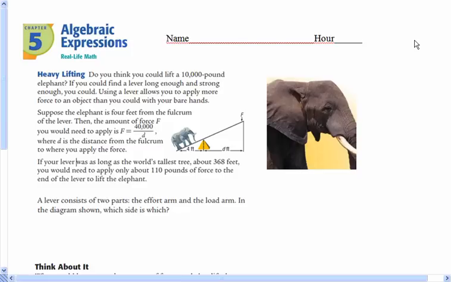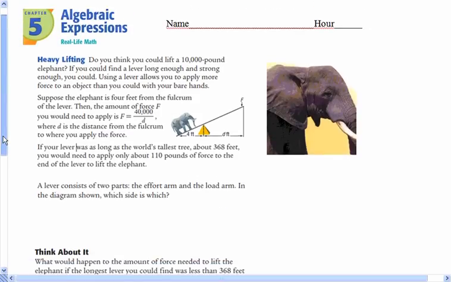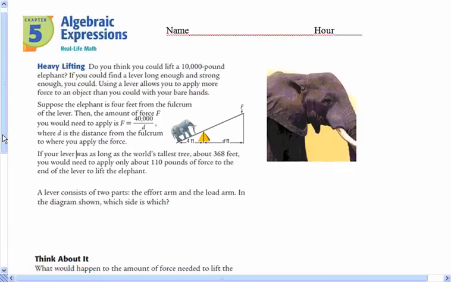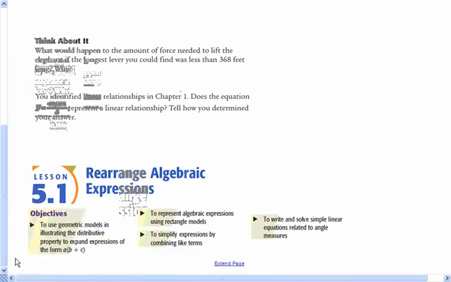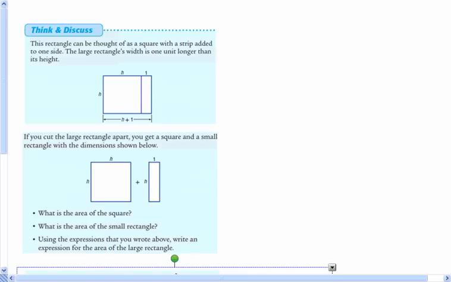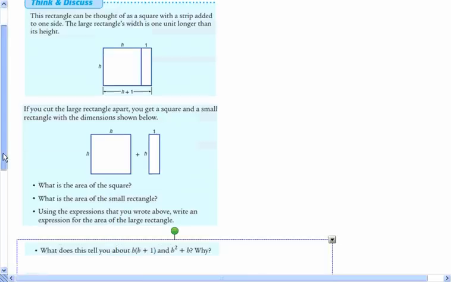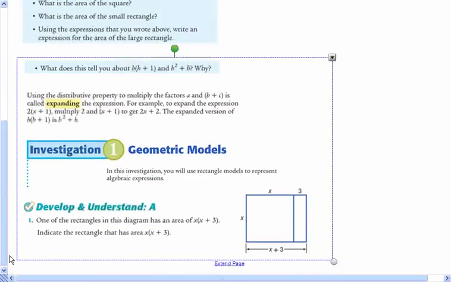Hey students, this is lesson 511, and we're going to learn how to simplify algebraic expressions. In today's lesson, we're going to use geometric models to do that. I'm going to let you do the elephant stuff on your own there. Read that, check out what our objectives are for this lesson. You can do this think and discuss on your own. We're going to start right here at investigation 1.